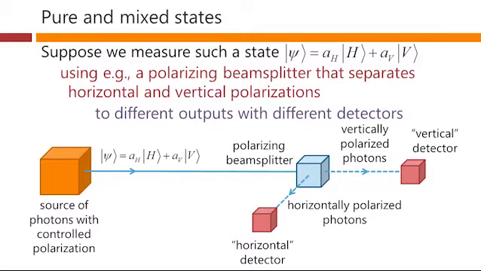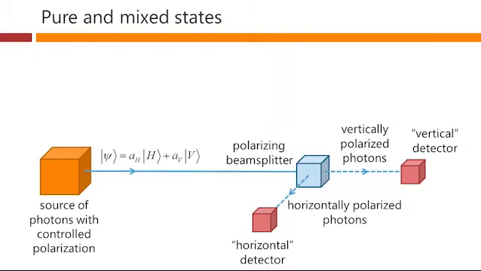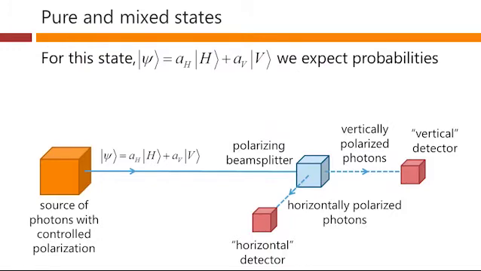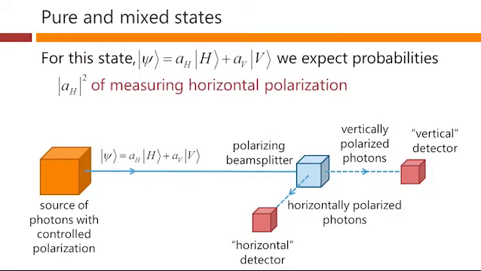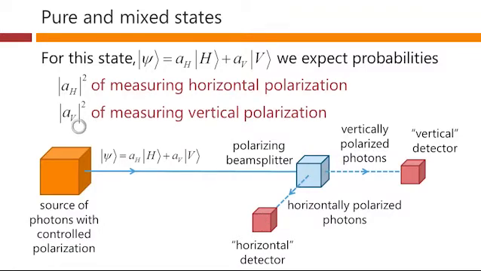Well, with an apparatus like this, we think we can perform quantum mechanical measurements. And for this state that we have here, we expect probabilities AH modulus squared of measuring horizontal polarization, so getting a photon measured on this detector, and AV modulus squared of measuring vertical polarization, so getting a photon detected on this detector. That's what we think would happen with our process of quantum mechanical measurement. And we can do this kind of experiment, and we do indeed get these kinds of results.